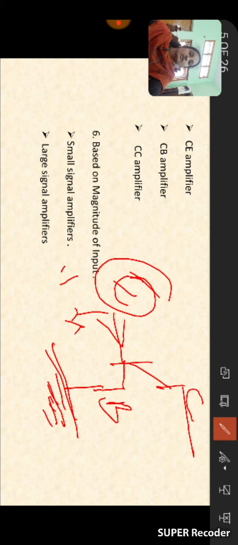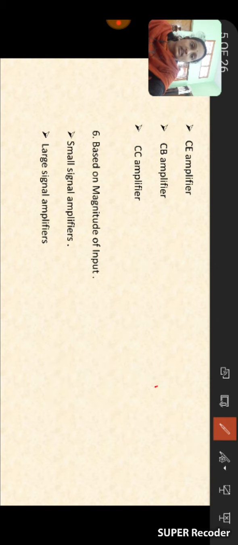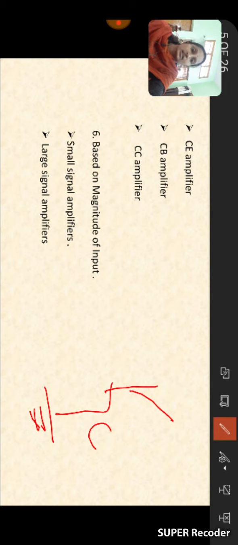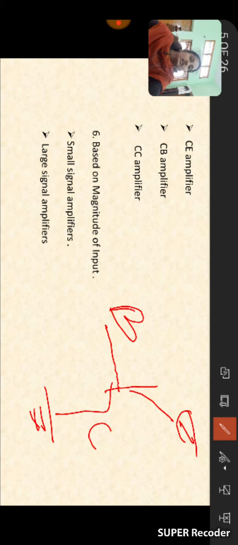Next one is what? Common collector amplifier. So common collector amplifier means collector is connected to ground. Collector is connected to ground, and at base we are going to apply the input, and across emitter we collect the output. This configuration is called common collector.